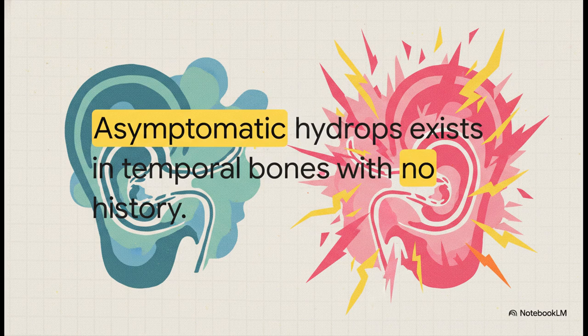I mean, asymptomatic hydrops exists in temporal bones from people with literally zero history of the disease. And conversely, some patients with severe classic symptoms show only mild hydrops at autopsy. It's fascinating, right? This brilliant dissociation really proves that hydrops is necessary, sure, but it is not sufficient. And that realization acts as the absolute inciting incident for our modern multifactorial framework.